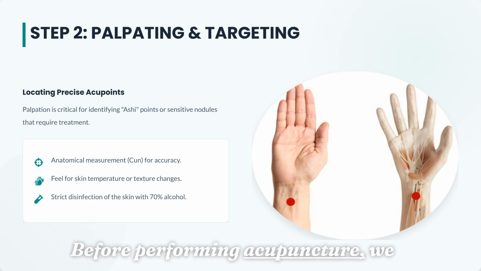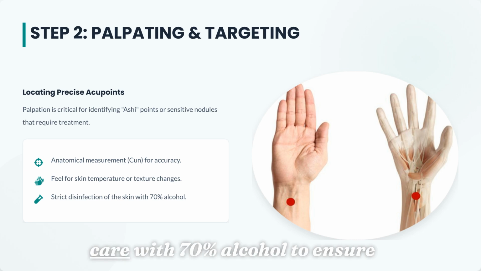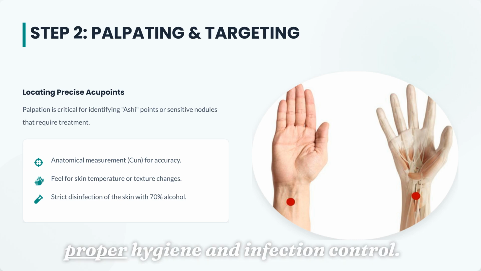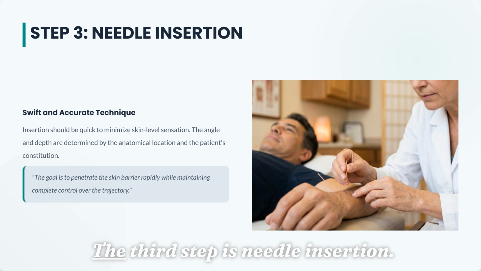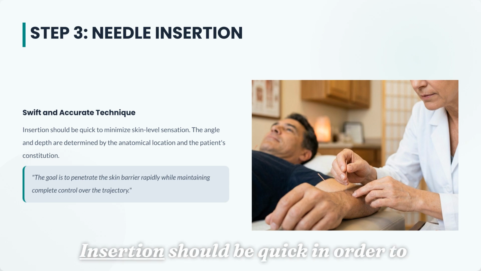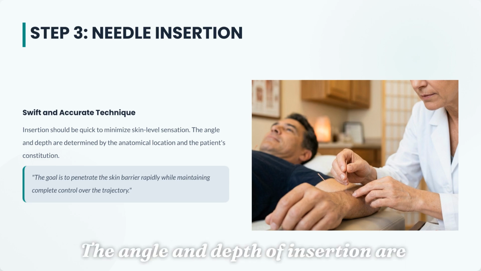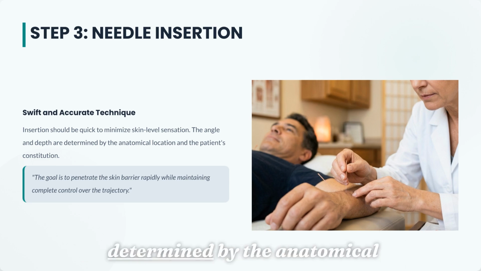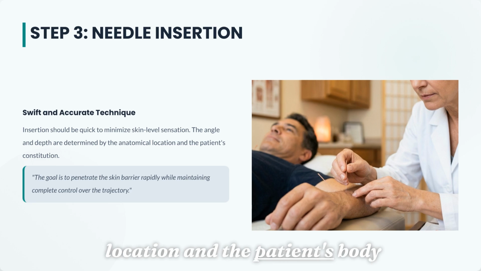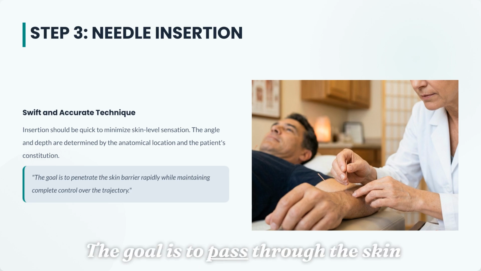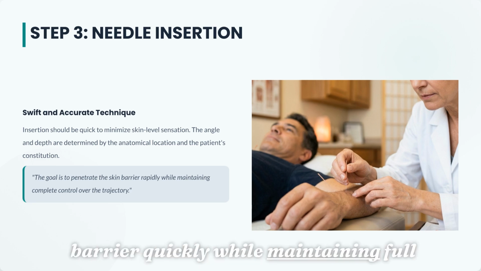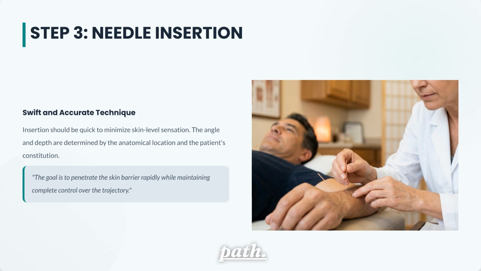Before performing acupuncture, we must also disinfect the treatment area carefully with 70% alcohol to ensure proper hygiene and infection control. The third step is needle insertion. Insertion should be quick in order to minimize the sensation felt at the skin level. The angle and depth of insertion are determined by the anatomical location and the patient's body condition. The goal is to pass through the skin barrier quickly while maintaining full control of the needle's direction and path.